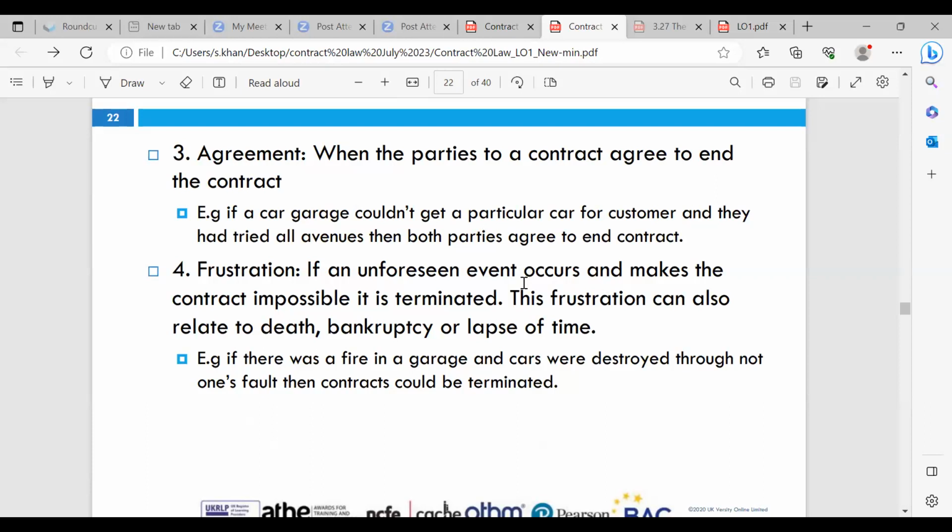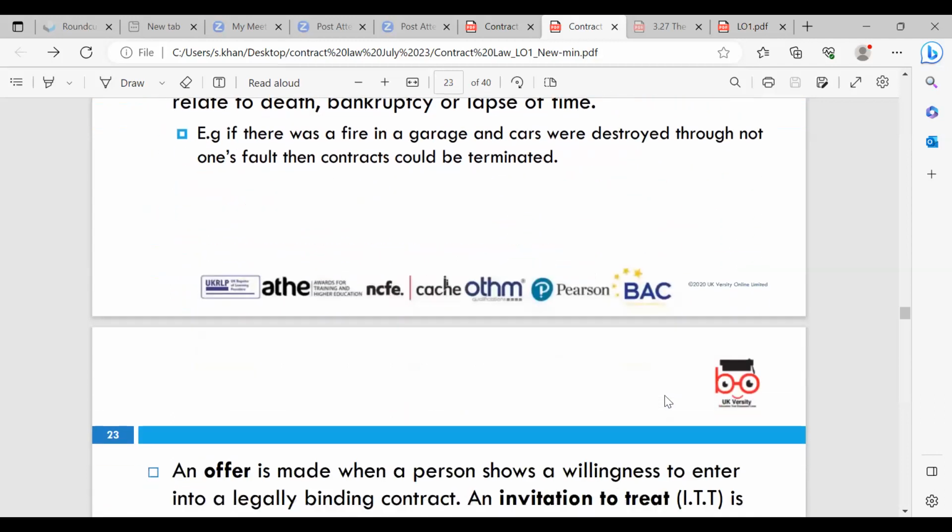Frustration. If an unforeseen event occurs and makes the contract impossible, it is terminated. This frustration can also relate to death, bankruptcy, or lapse of time. For example, if there was a fire in a garage and cars were destroyed through not one's fault, then contracts can be terminated. So because it wasn't the fault of any parties, then at that time contracts could be terminated.